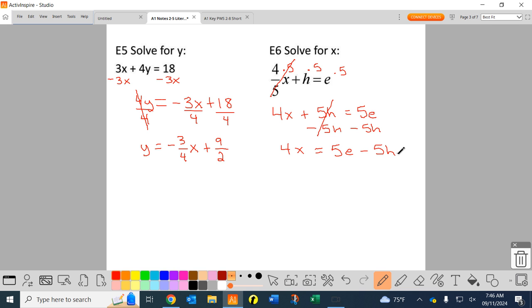The last step that you're going to deal with is to divide. What number are we dividing by? 4. Perfect. We're going to divide everything by 4. When you divide everything by 4, that cancels out the number that's in front of your x. It brings down just x by itself, which is what our whole goal is, to solve for x and put x on a side all by itself. And that's going to leave you 5/4 e minus 5/4 h.